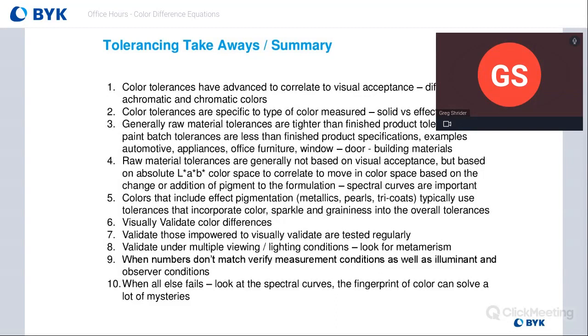And when the numbers don't match up, whether you're talking to a customer or a supplier, confirm that you're both using the same illuminant and observer conditions. If those change, then your numbers aren't going to be the same. Sometimes they can get reset in a software package or in an instrument, and it's always a good idea to double check those things. And when all else fails, look at the spectral curves, because it's the fingerprint of the color, and that can really solve a lot of mysteries.